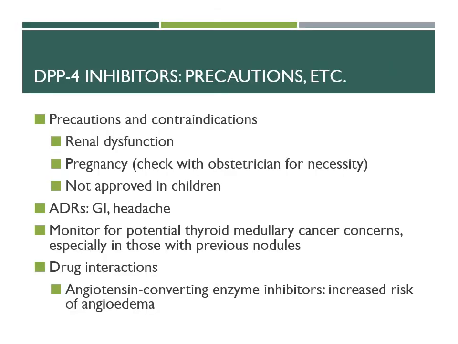The DPP4 inhibitors do have some precautions of renal dysfunction. Pregnancy is a bit up in the air, not approved in children. Apparently, in patients that take ACE inhibitors, there's an increase of risk of angioedema, which we do see with the ACE inhibitors, but is a higher risk when given a DPP4 inhibitor. And they also have the thyroid medullary cancer concerns that the GLP-1 agonists have.